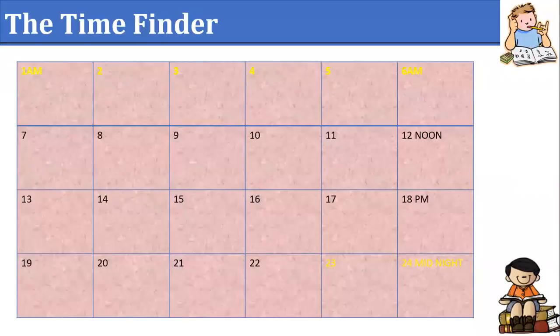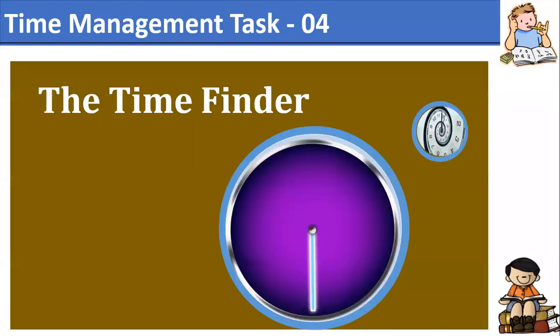In the time management first session, we did something similar, productive and unproductive things, but this is different. We call this activity time finder, where we are going to find time for our productive things, productive work.